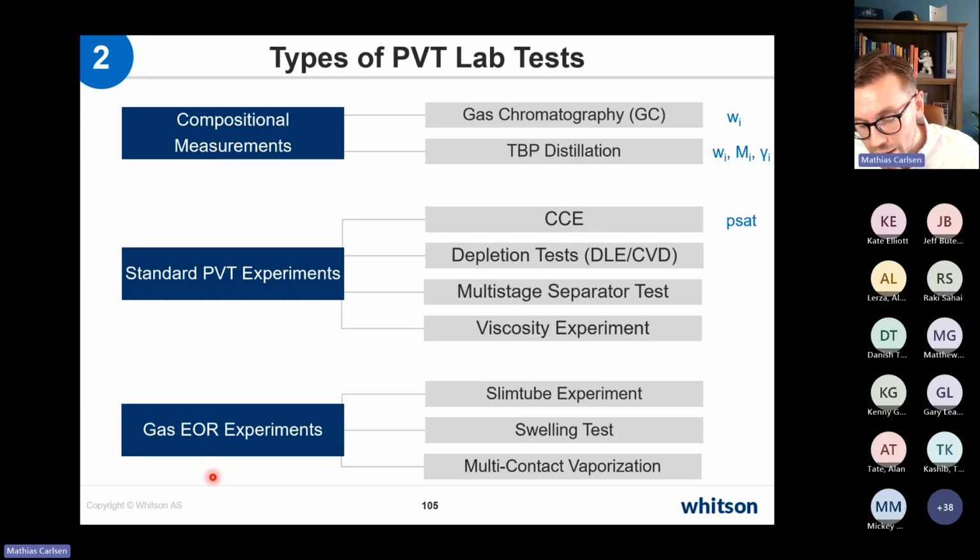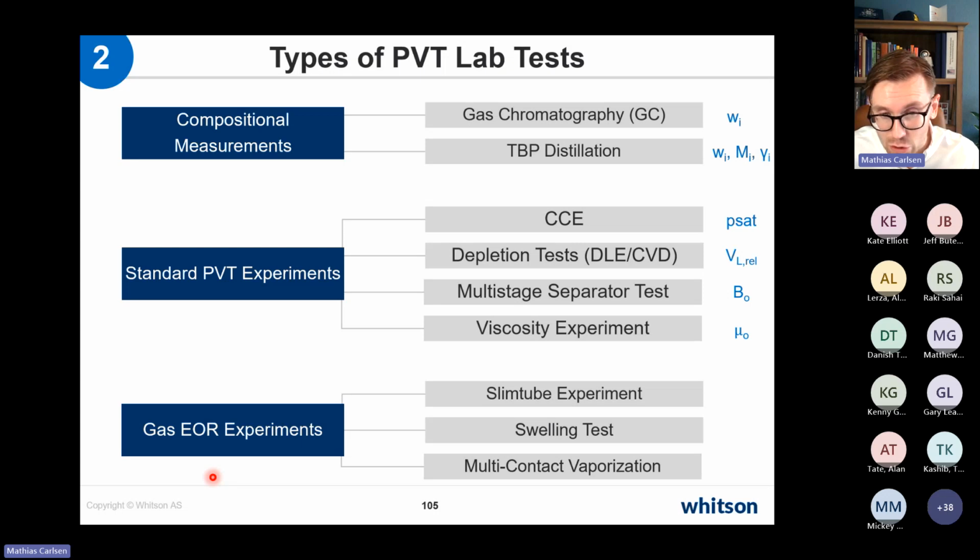And then you have the depletion tests. That will be, for instance, a so-called DLE or a CVD, and those are tests where you actually remove mass from the PVT cell, and you get compositional variations with each stage. That's where you, for instance, get liquid relative volume curves, shrinkage curves, dropout curves, etc., which you can now get in modern CCE cells too. Then you have your multi-stage separator test, which gives you your Bo. You have the viscosity experiment, which will give you the viscosity of the oil.